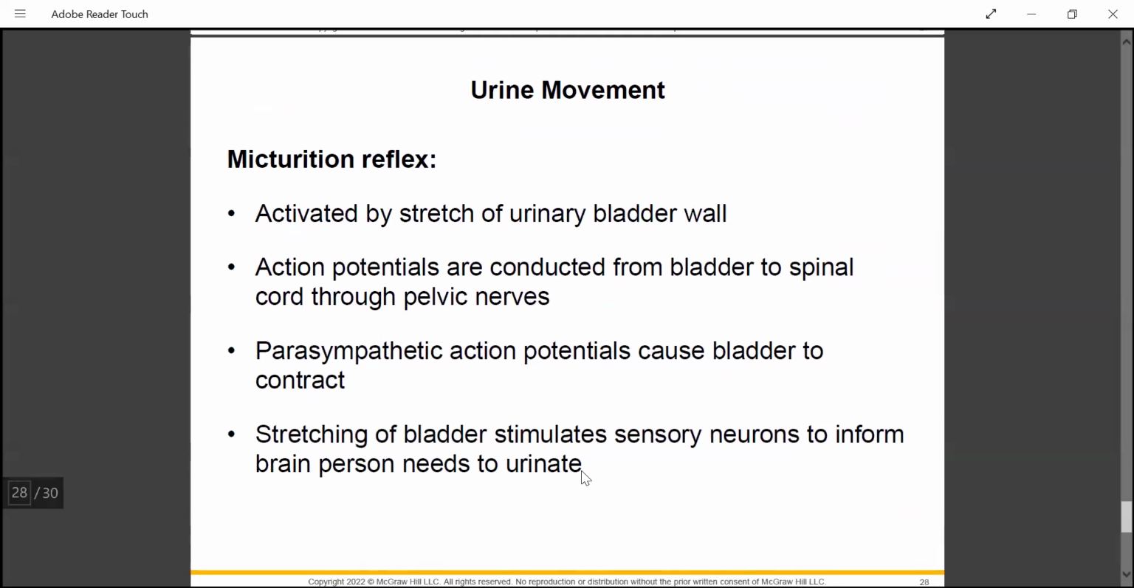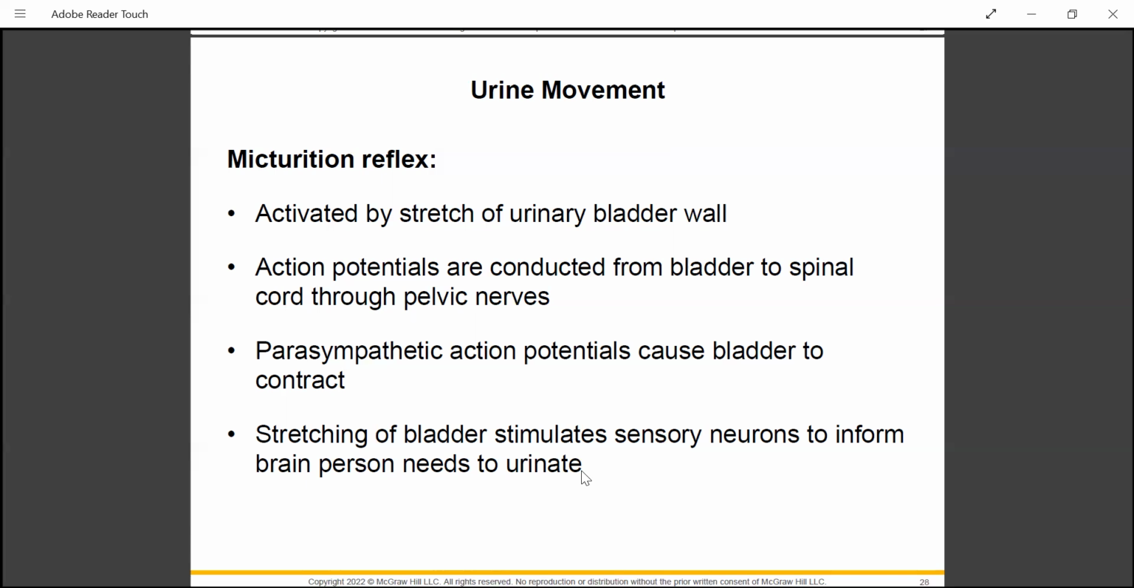So the term micturition is kind of our scientific term for urination, and this happens via the micturition reflex. And so this is activated by the stretch of our bladder wall. So when our bladder stretches to a certain point, it's going to increase the conduction of action potentials, and that is going from bladder to our spinal cord. So it's not even going up to the brain yet. So when the bladder stretches to a certain point, we get a kind of a signal sent to the spinal cord that we have a full bladder.